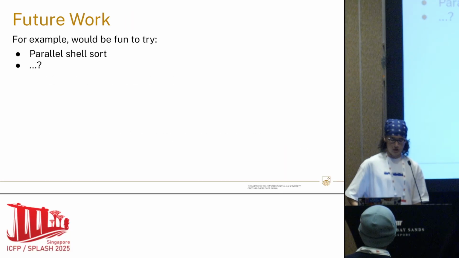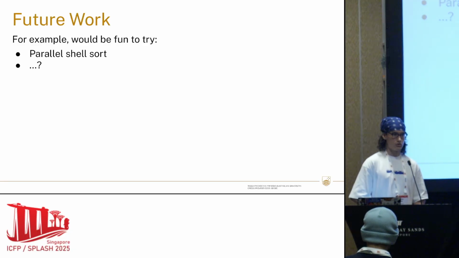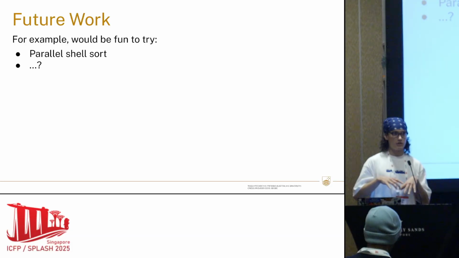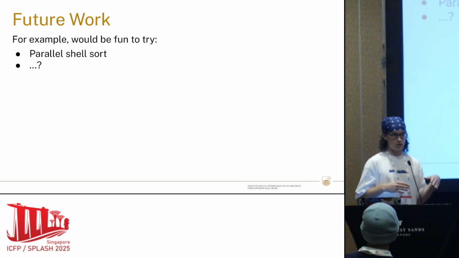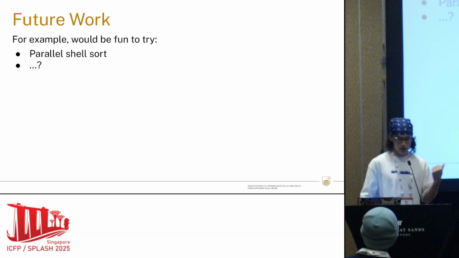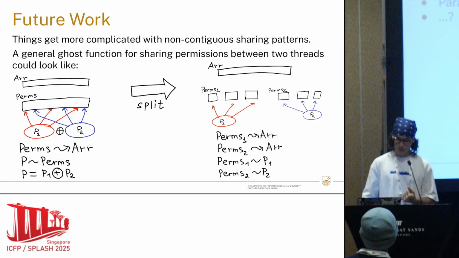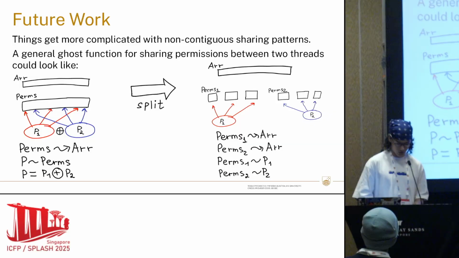One of them could be parallel shell sort. In shell sort, you sort subsequences of arrays in parallel, and these subsequences are not contiguous. So this could be a good example. But I have not tried this one out. But things, of course, get more complicated with non-contiguous sharing patterns.